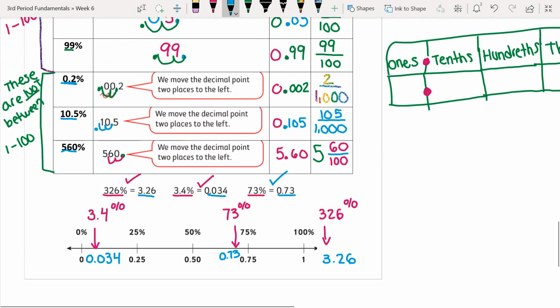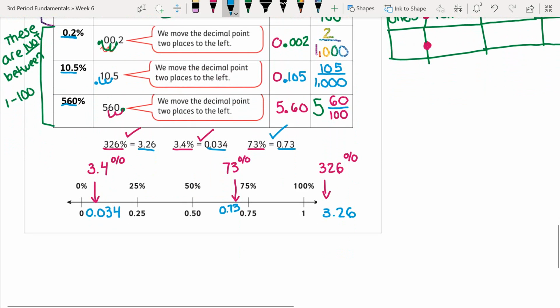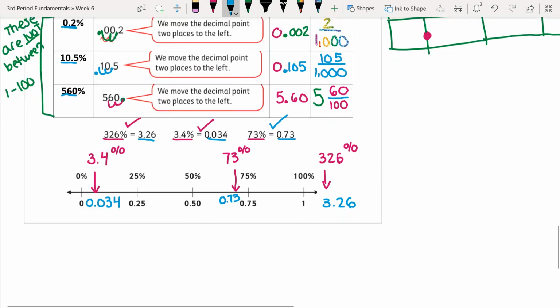All we've learned for percent is this. We'll do some warm-up questions like this. So don't worry if some of this didn't make sense. We'll talk about it more tomorrow.